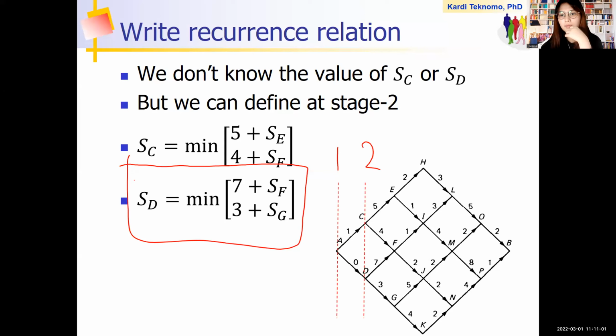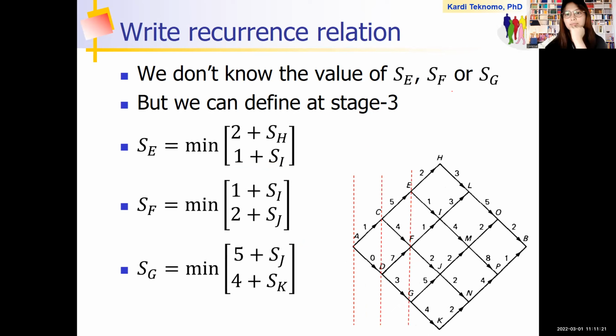How about Livy? I cannot hear you. Can you unmute? Oh, sorry. So 1 plus SI and 2 plus SG. Correct. So SF is equal to 1 plus SI and 2 plus SJ. The same thing. SG is 5 plus SJ or 4 plus SK.